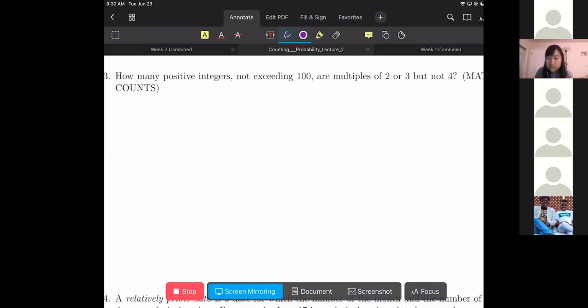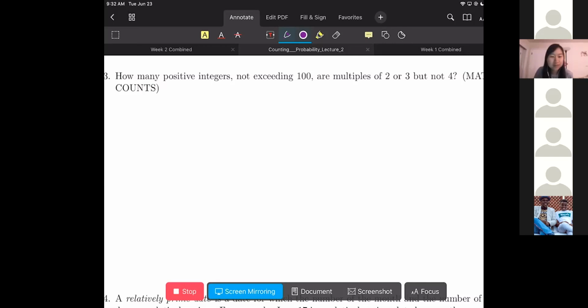An idea for this. Since there aren't going to be that many, we can just try to list it. We could try to list it, but is there a way that we could count it without listing it?